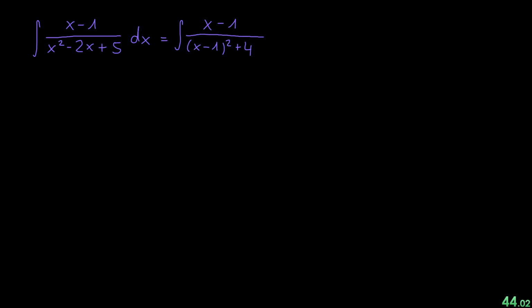So we have x-1 over x-1 squared plus 4 dx. And what I can see now is I can make a u substitution. So I am going to do just that. I'm going to let u be equal to x minus 1. If I do that, du is equal to the derivative of x minus 1 times dx. The derivative of x minus 1 is just 1, so we just end up with dx.